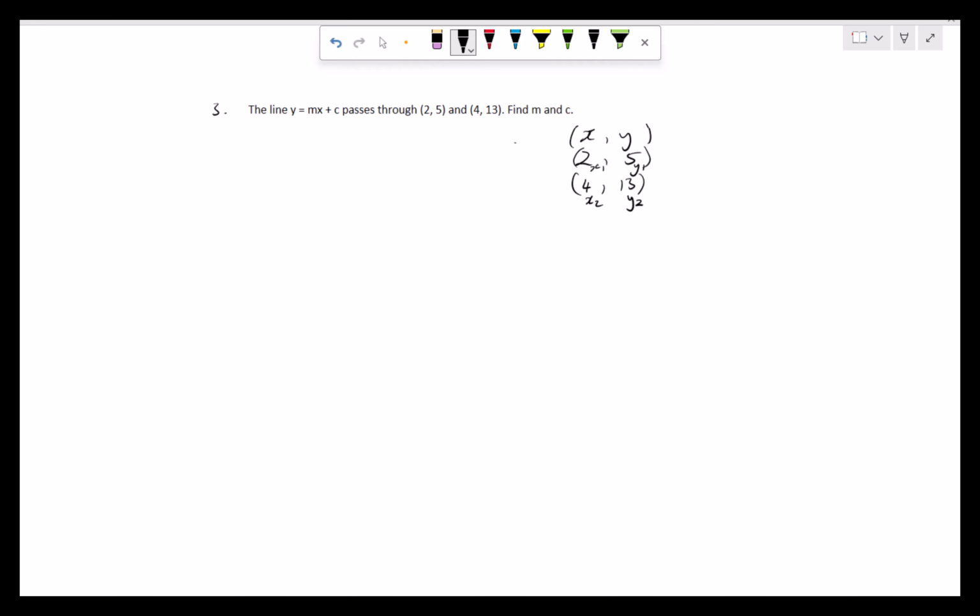Our equation of the line is y is equal to mx plus c. We are going to say 5, which is our y for the first one, is equal to m times x, which is 2, plus c. And then the second coordinate will be 13 is equal to m, remember x is 4, plus c. We can rearrange this and we have 2m plus c is equal to 5 and we have 4m plus c is equal to 13.